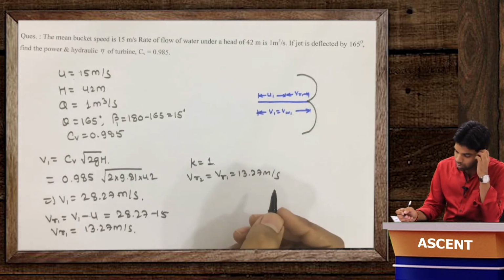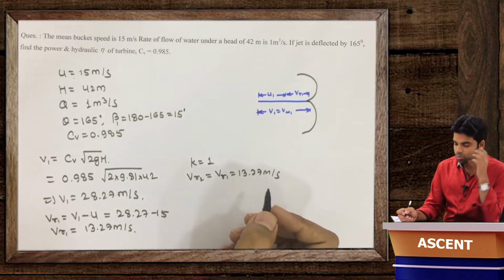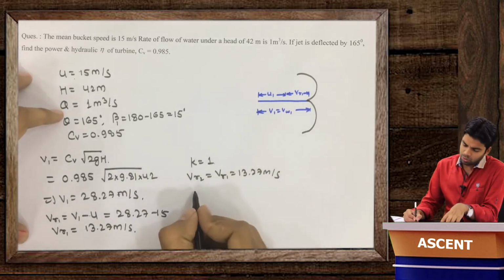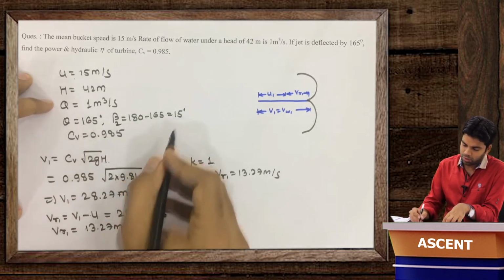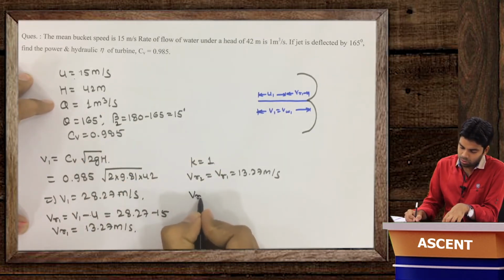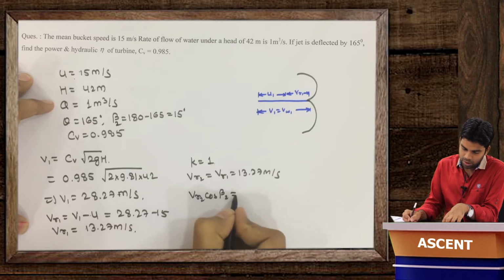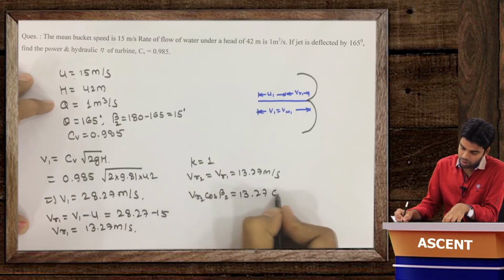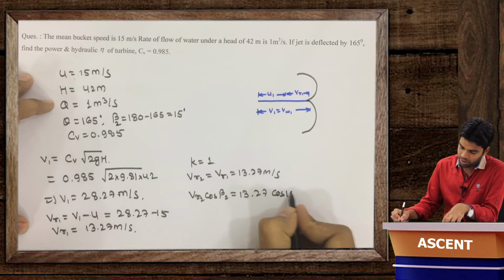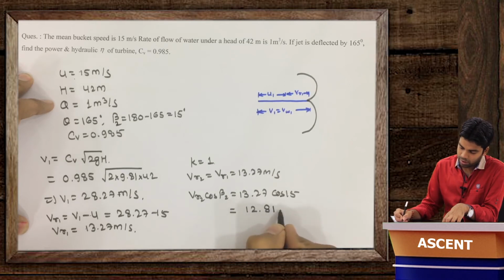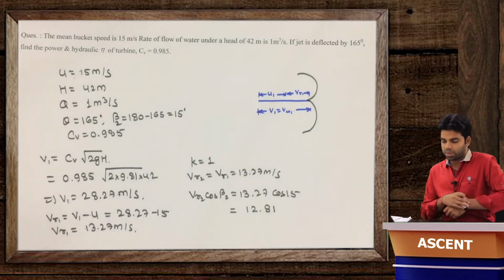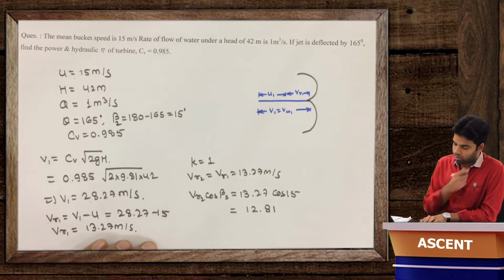Okay, now I told you to determine Vr2 cos beta 2, then only it will be possible to proceed further. So what is this Vr2 cos beta 2? Beta 2 is also given, sorry, this is not beta 1, this is beta 2, which is 15 degree. So Vr2 cos of beta 2 is equal to 13.27 cos of 15 degree. On calculation you will get it as 12.81 meter per second.